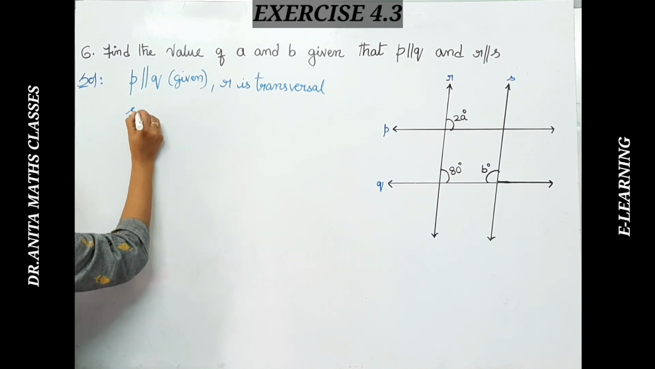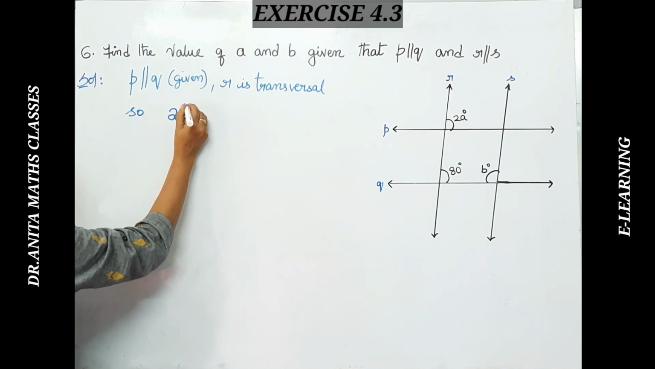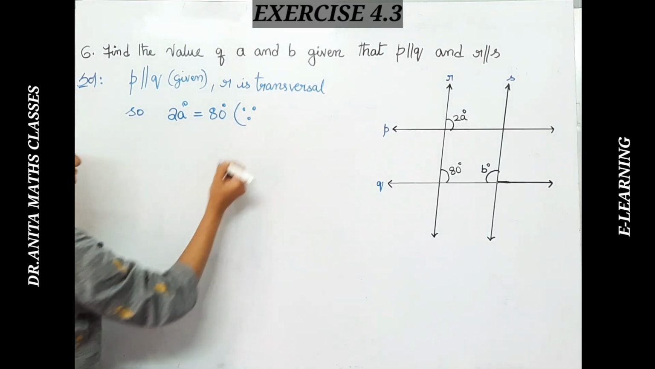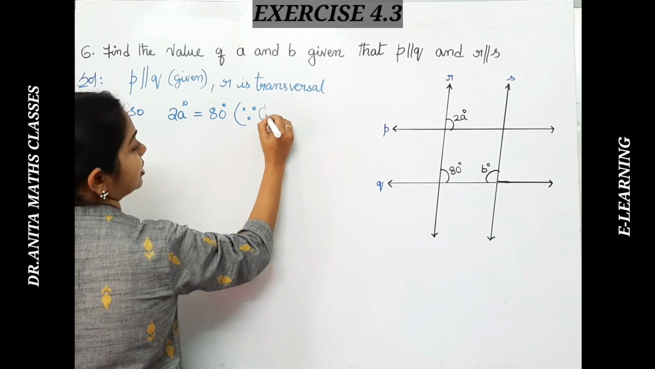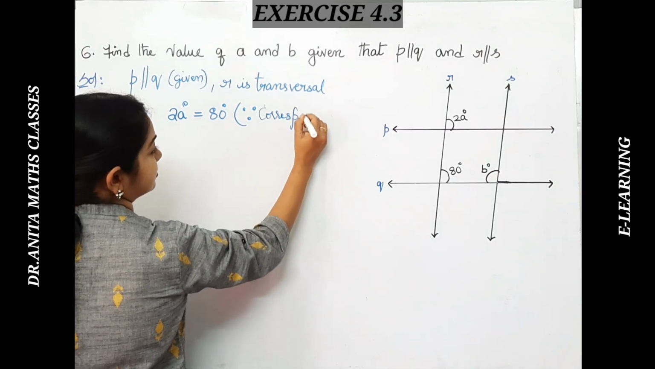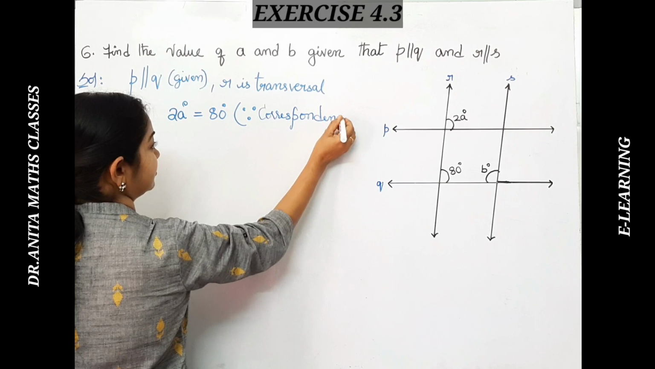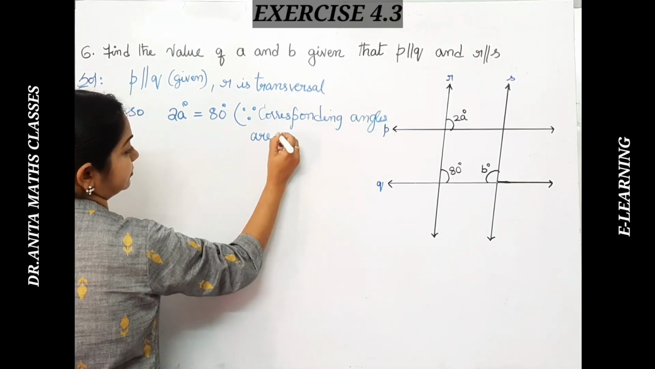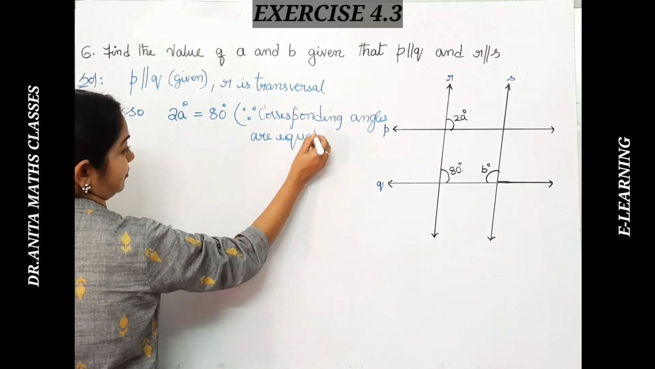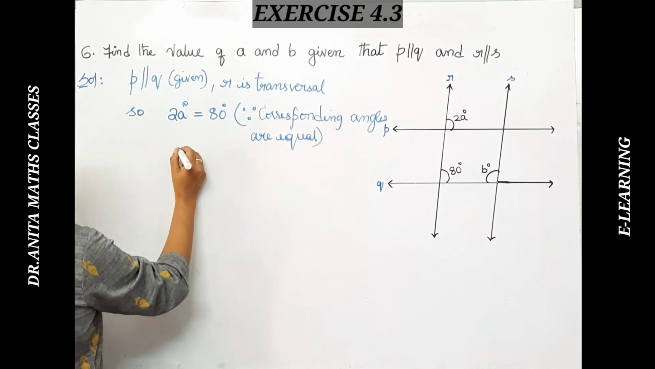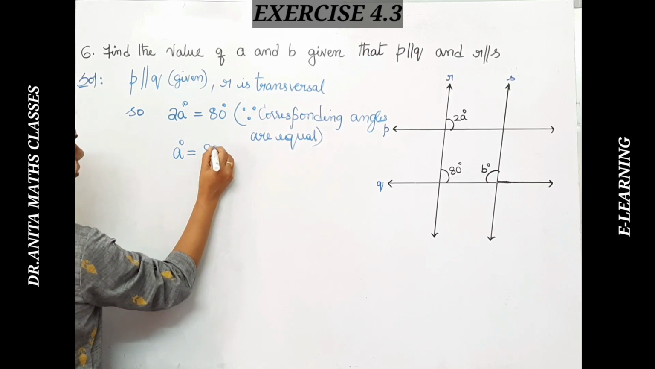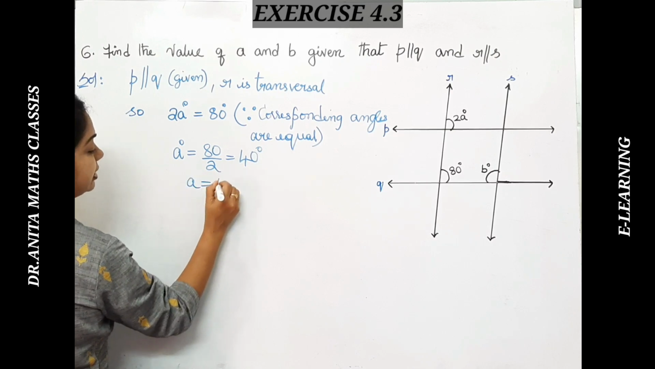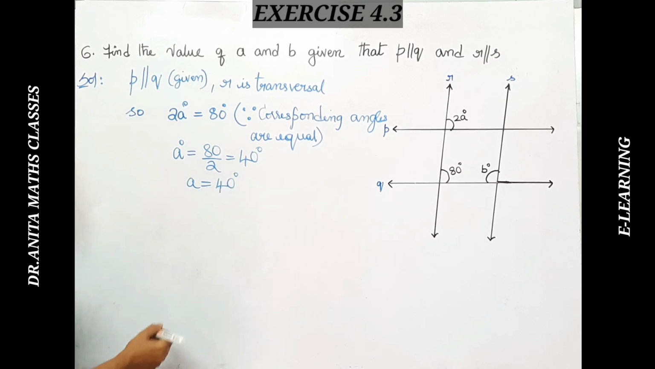So 2A degrees is equal to 80 degrees. Why? Because we have to mention the reason always. Since corresponding angles are equal. So from here we can find A degrees is equal to 80 over 2, so that is 40 degrees. The A value is 40. Angle A is 40 degrees. Now we have to find B.